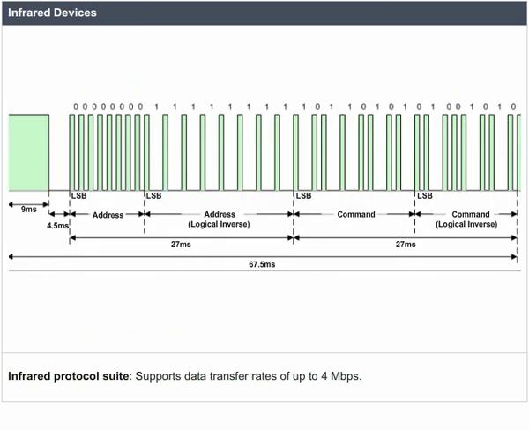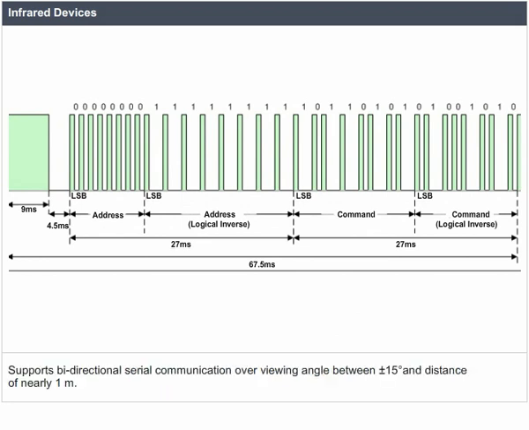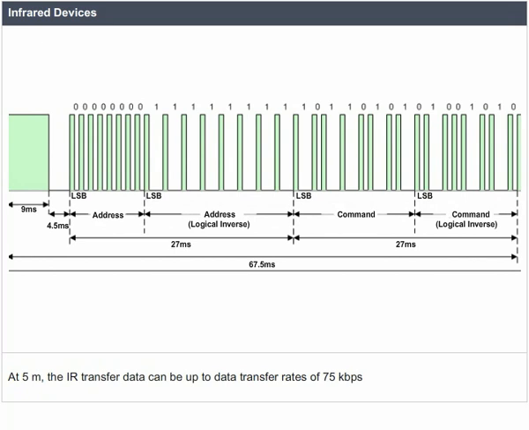The infrared protocol suite supports data transfer rates of up to 4 Mbps. It supports bidirectional serial communication over a viewing angle of plus or minus 15 degrees and a distance of nearly 1 meter. At 5 meters, IR can transfer data at rates of up to 75 kbps. There should be no obstructions or wall in between the source and the receiver.